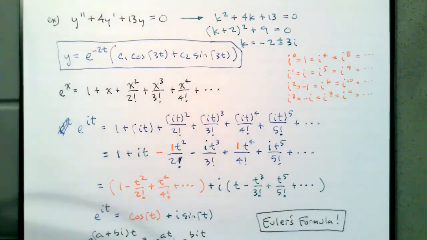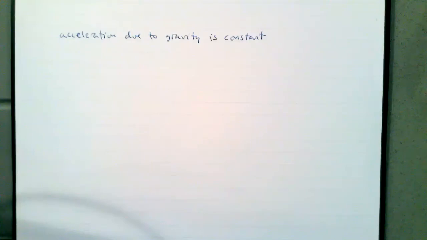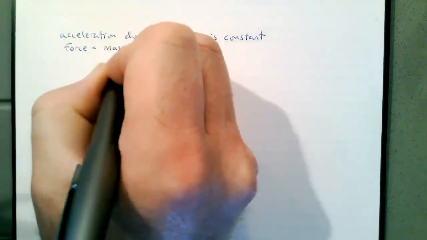So where we could get these kinds of equations from, let's suppose, here's something that we know. Acceleration due to gravity is constant. We also know force is mass times acceleration.